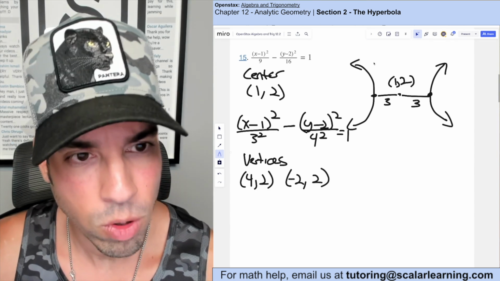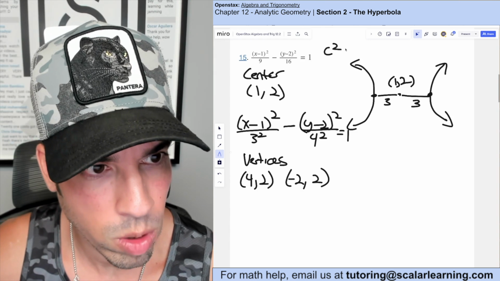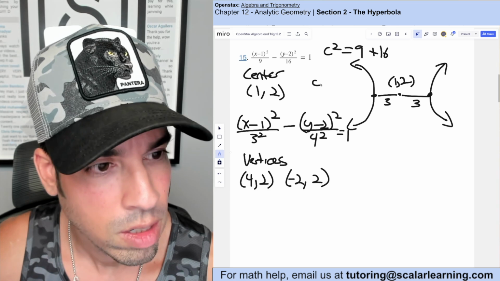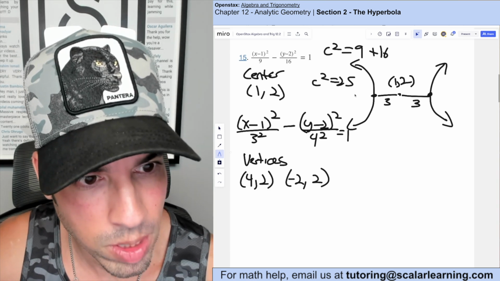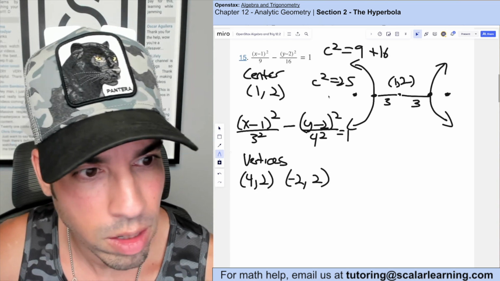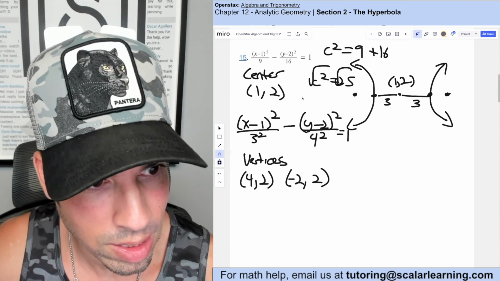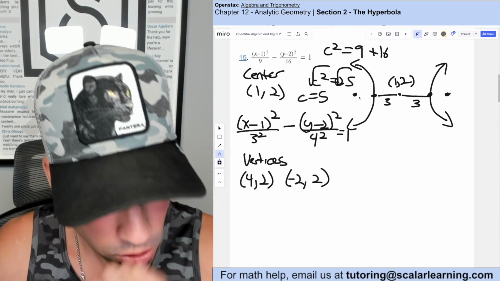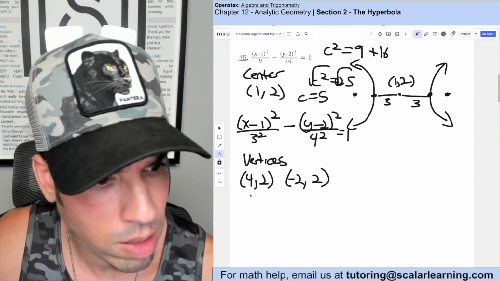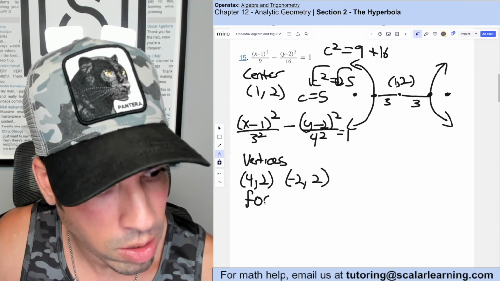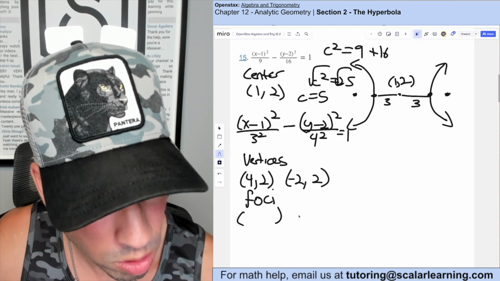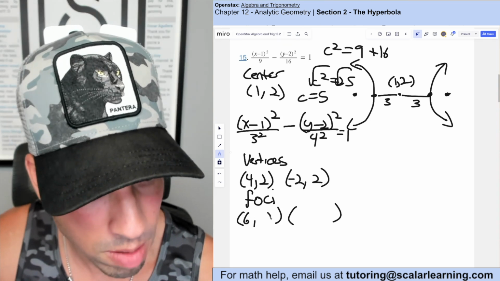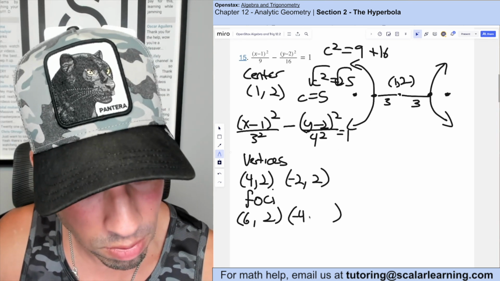And now to get the foci, we need our equation c squared equals this plus this, 9 plus 16. C squared is therefore 25. That means, by the way, square root, and we get c is equal to 5. That's what we're going to use to get our foci. So our foci are going to be 5 to the left and right of that center. So my foci, and I'll write it out as two different coordinates this time because 5 is easy to plug in. So we add 5, we get (6, 2). We subtract 5, we get (negative 4, 2).